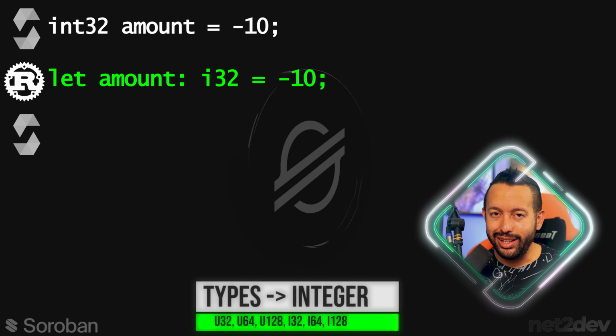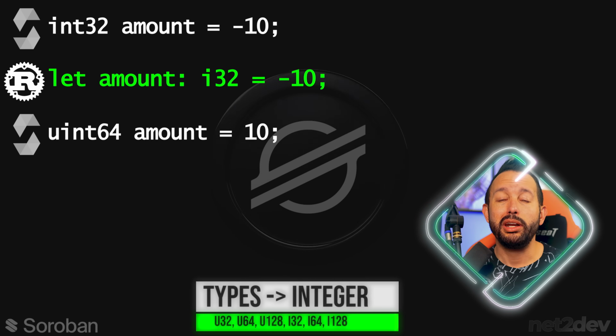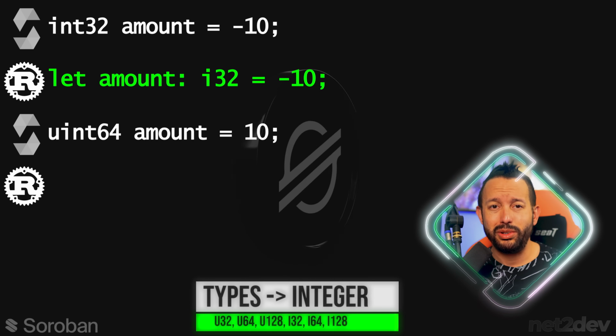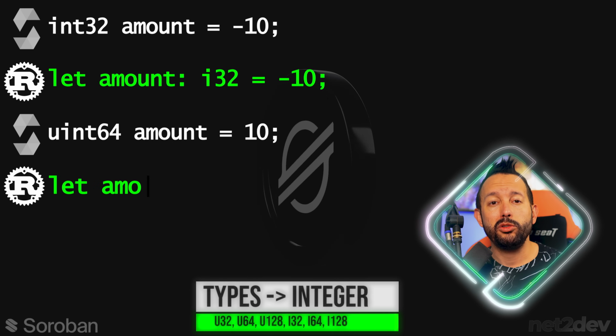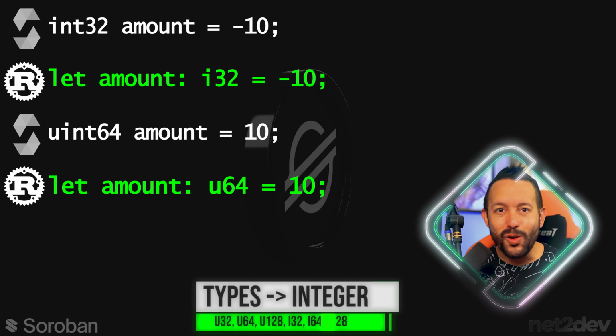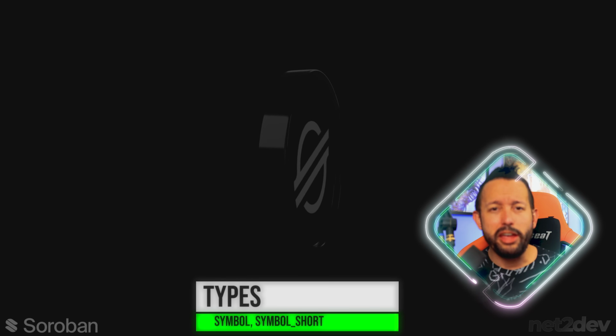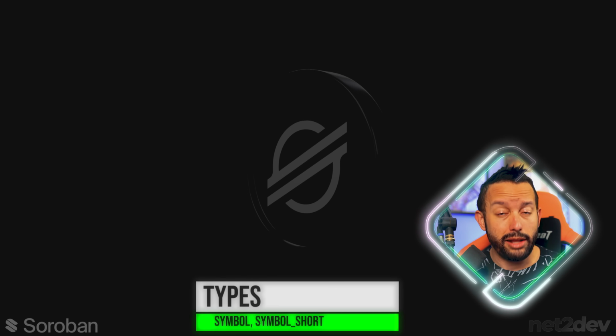Unsigned integer, uint64 amount equals 10. Now let's do it in Rust. Same as what we did with the signed one. Let amount colon u64 equals 10. No brainer. Okay. Awesome. Symbols are strings, but more efficiently implemented in the Soroban smart contract.